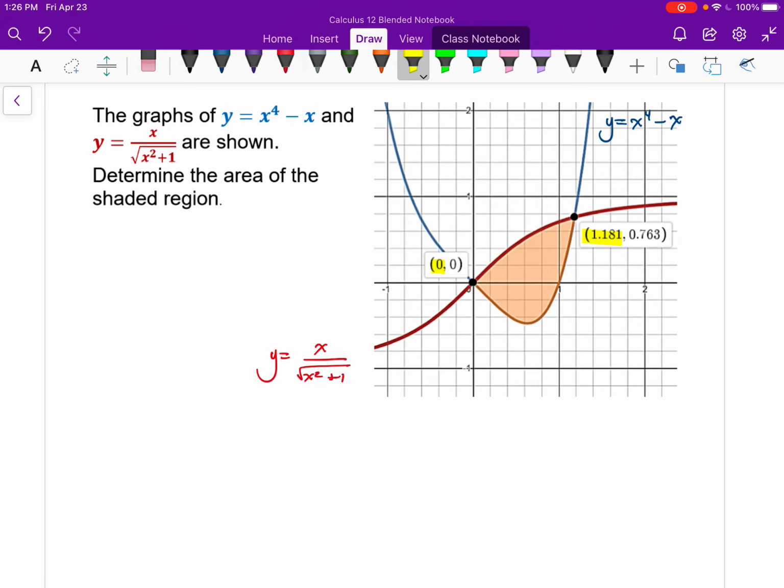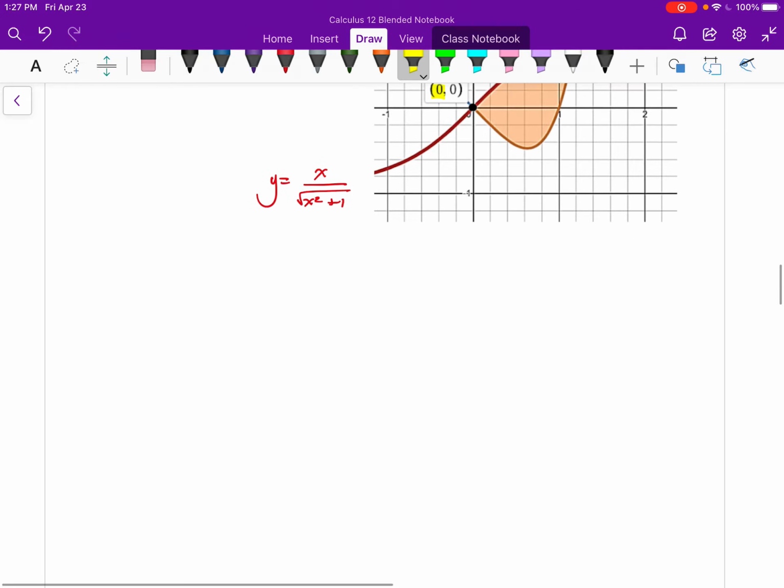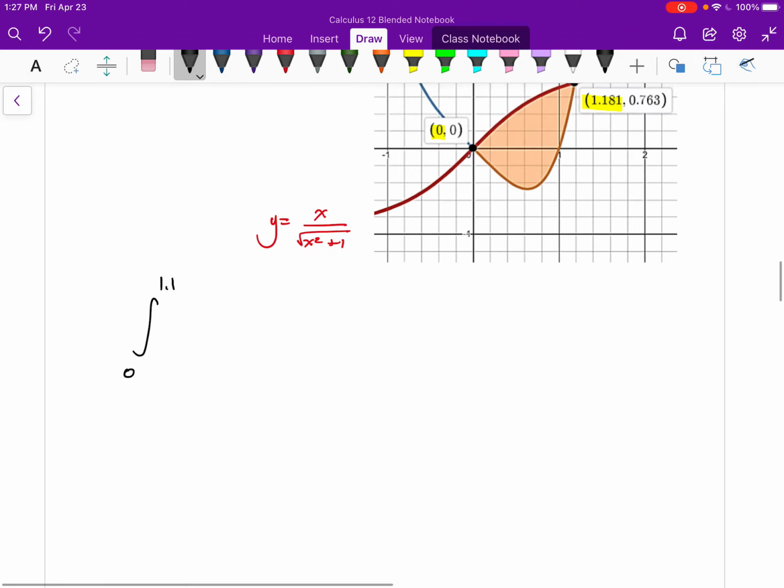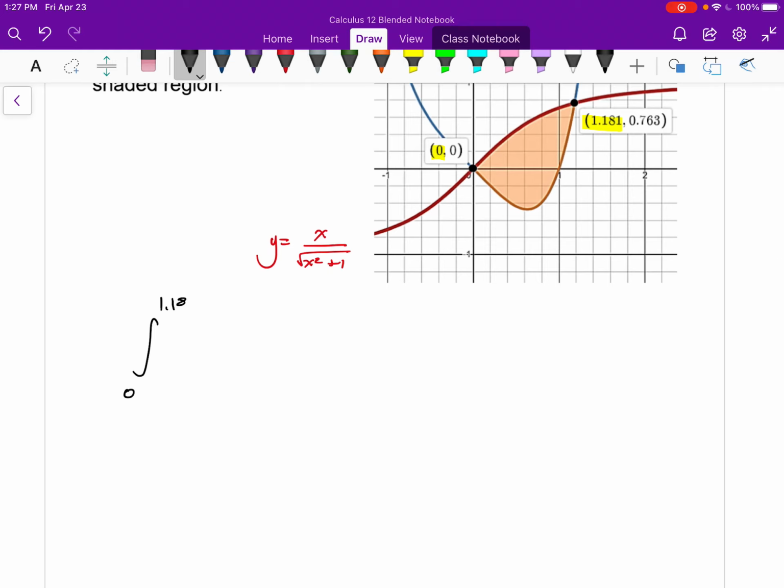And I can see in that entire region, the function in red, x over root x squared plus 1, is always greater than the function in blue. So instead of dealing with the absolute value, I always get a positive value if I go red minus blue. With that said, let me start writing some stuff down. So the integral of 0 to about 1.181. And again, it's not wrong at all to put the absolute value brackets in here.